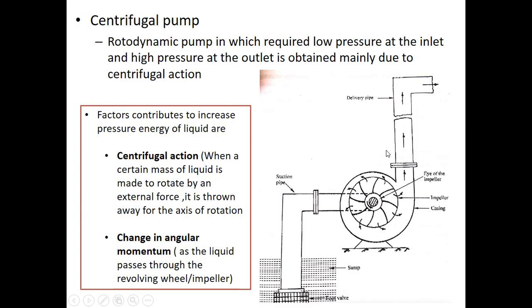Now, next what we are going to learn about is a centrifugal pump. Maybe this term you are more familiar with, isn't it? It's an example of a rotodynamic pump. In the earlier case, I told you the reciprocating pump was a positive displacement pump. So this is a rotodynamic pump. And here the required low pressure at the inlet and high pressure at the outlet is obtained mainly due to the centrifugal action.